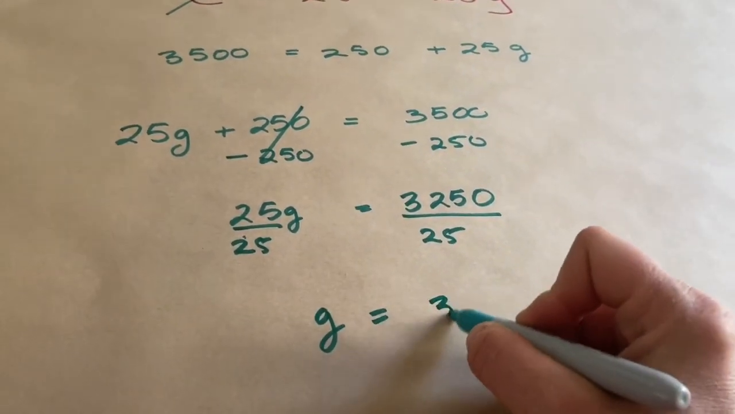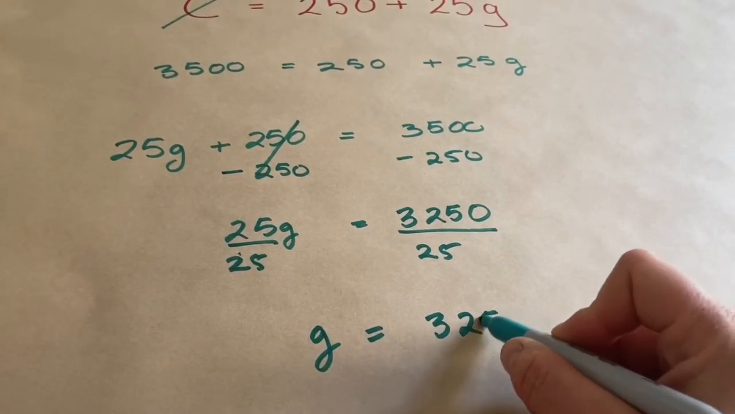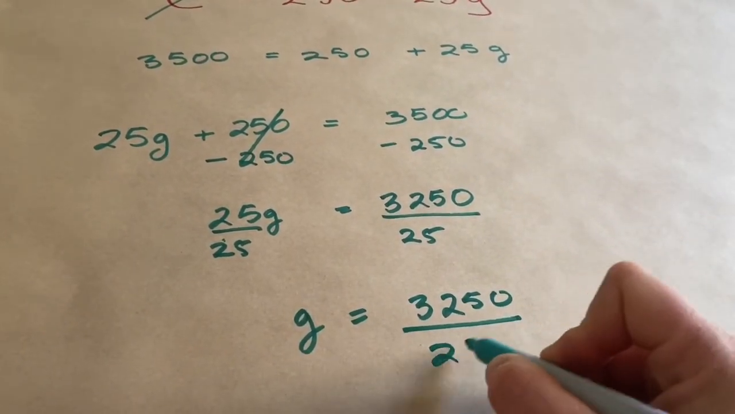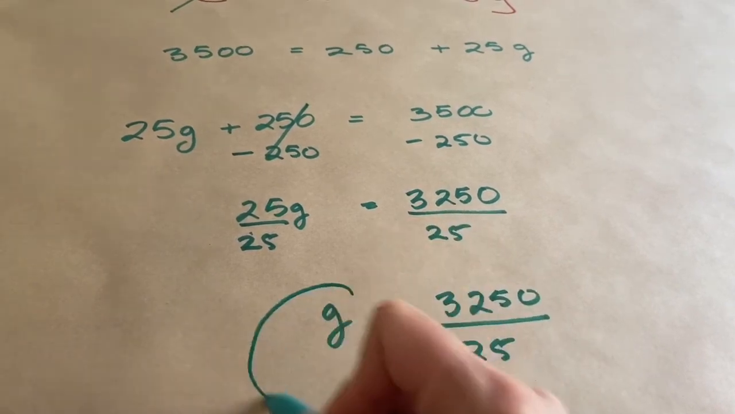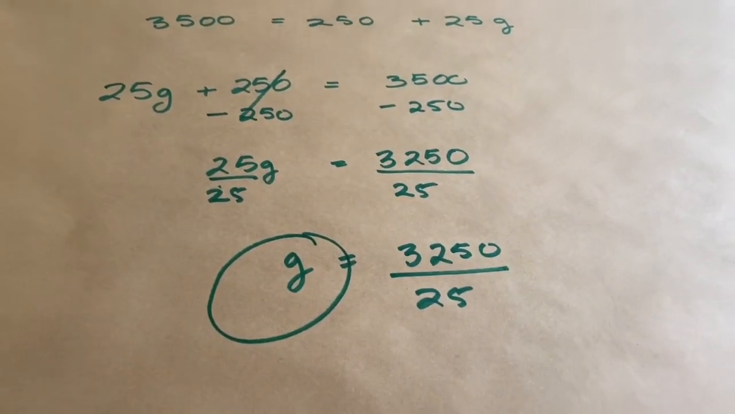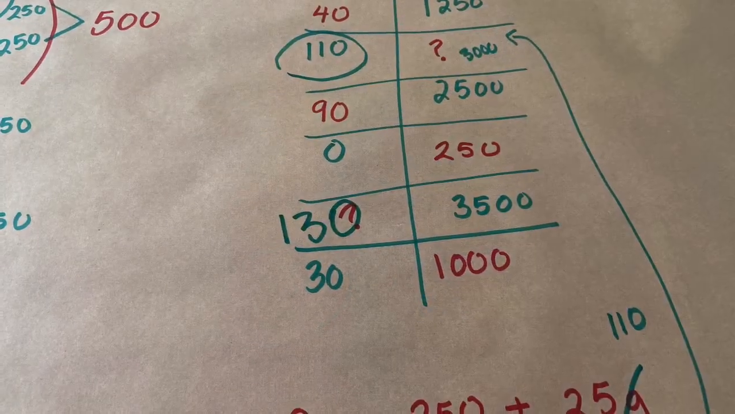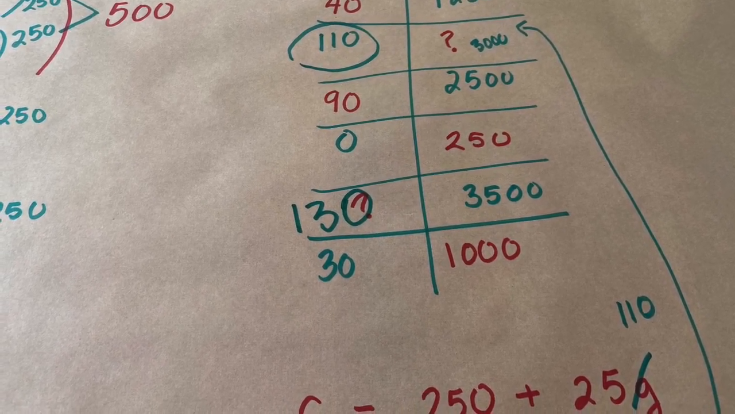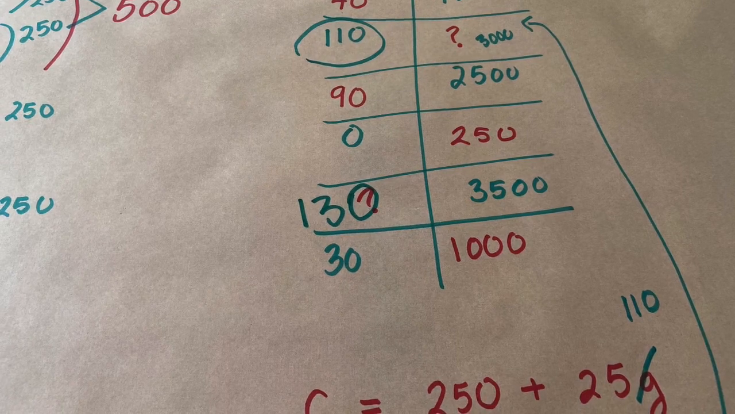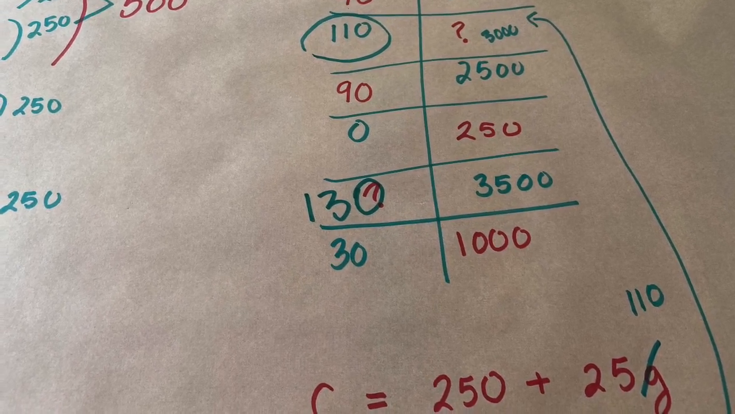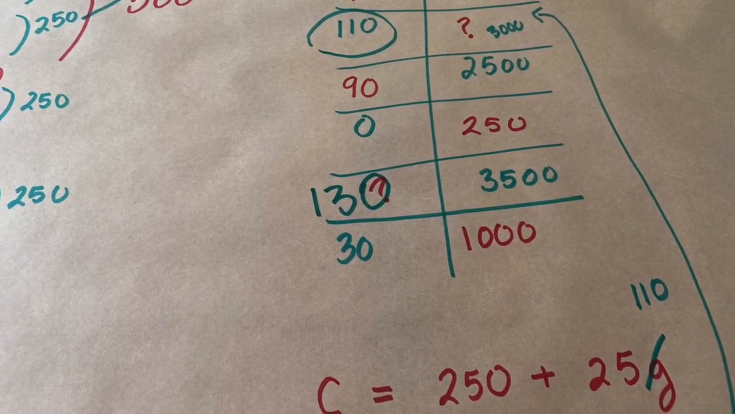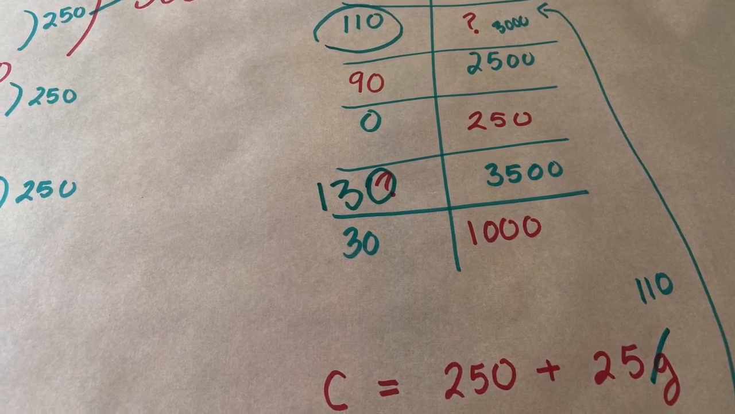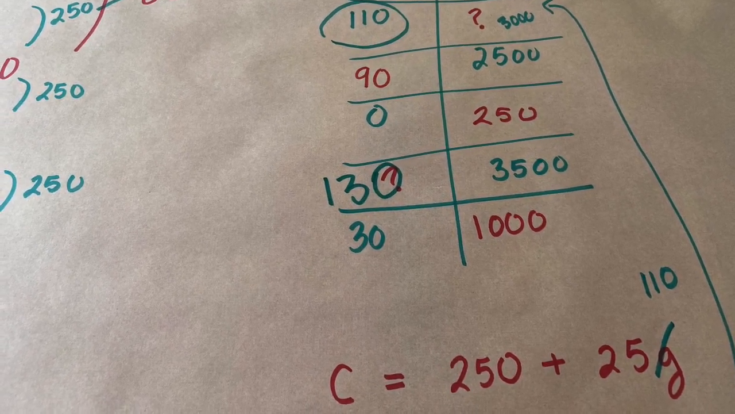And with my calculator, I would need to do 3,250 divided by 25. That would give me my answer for G that I could put into the table of values. And when I used my calculator, I got that 3,250 divided by 25 was 130 guests. So that means that the last entry for that table of values is 130.